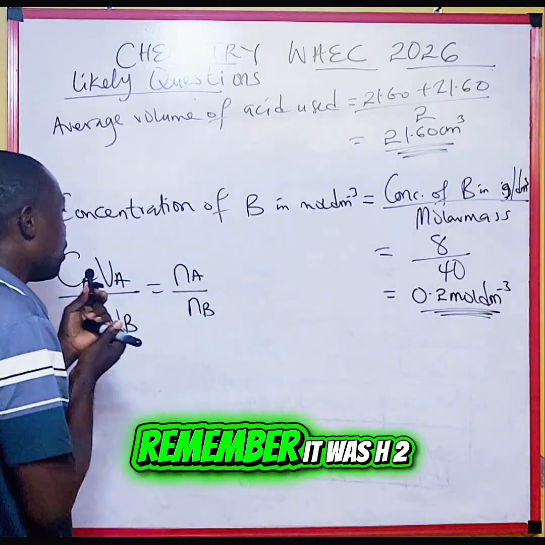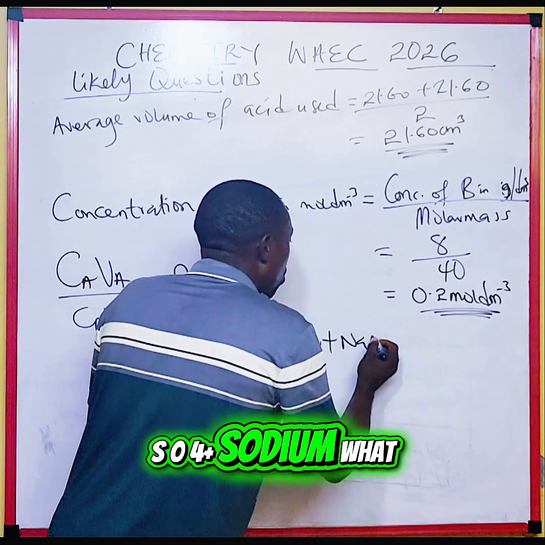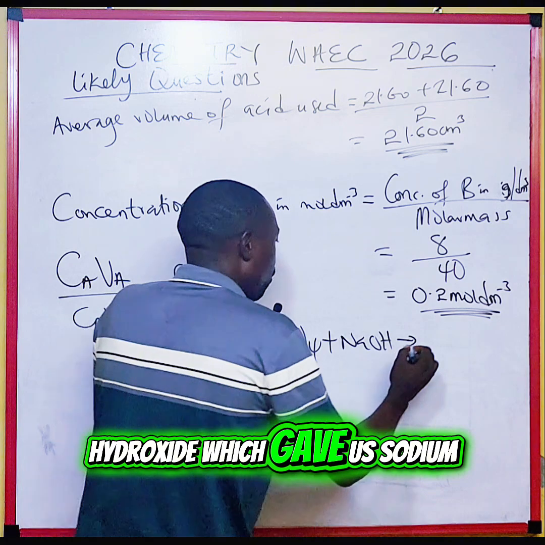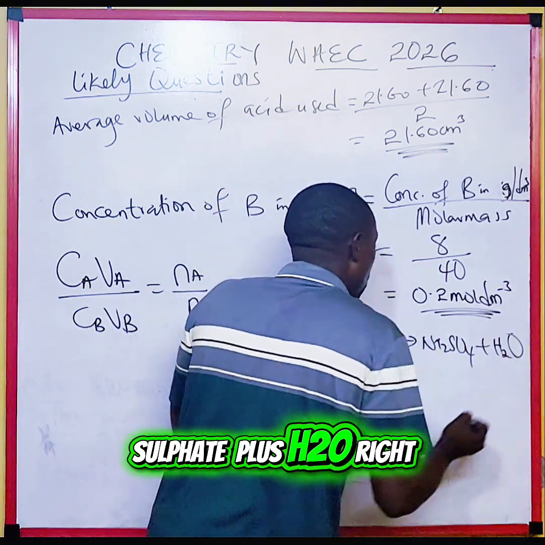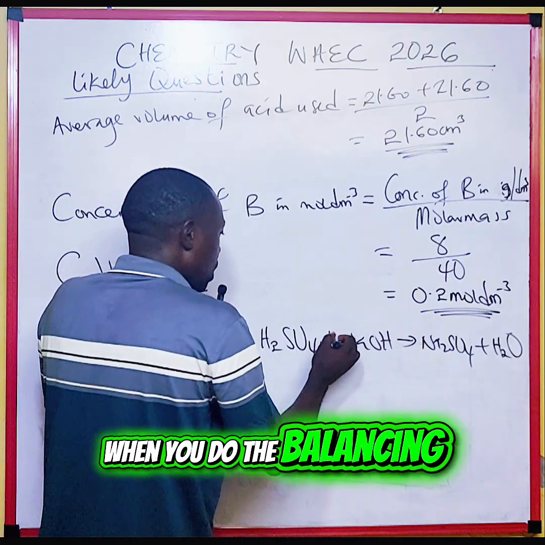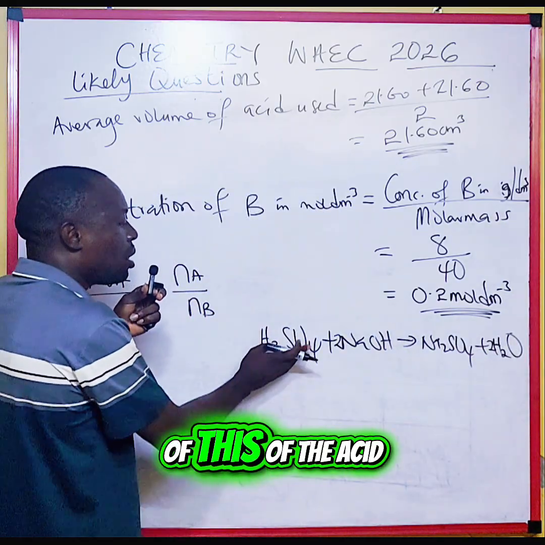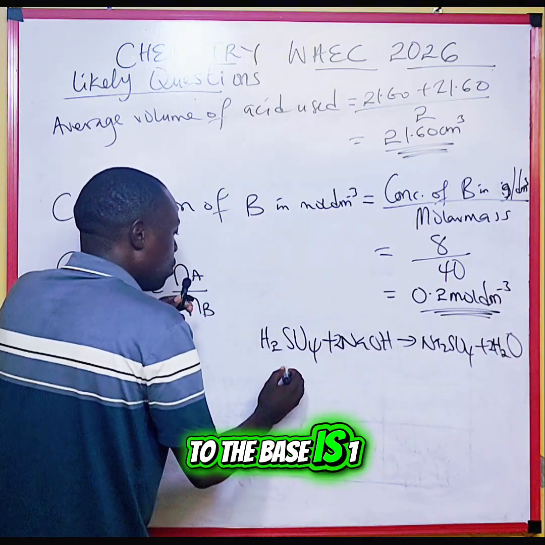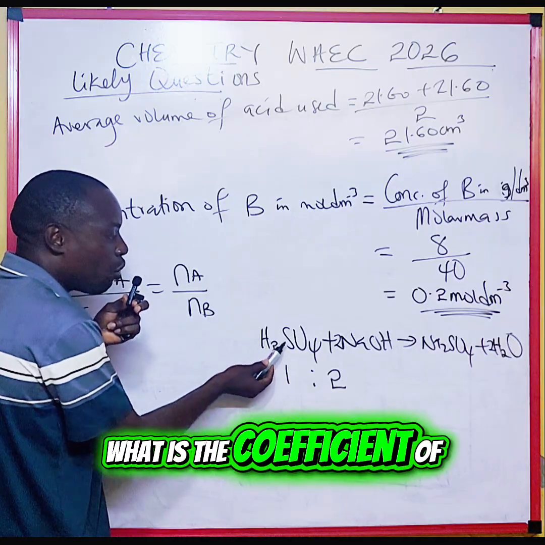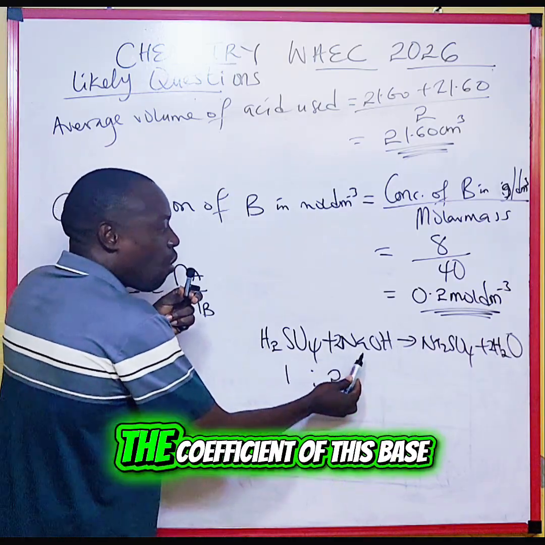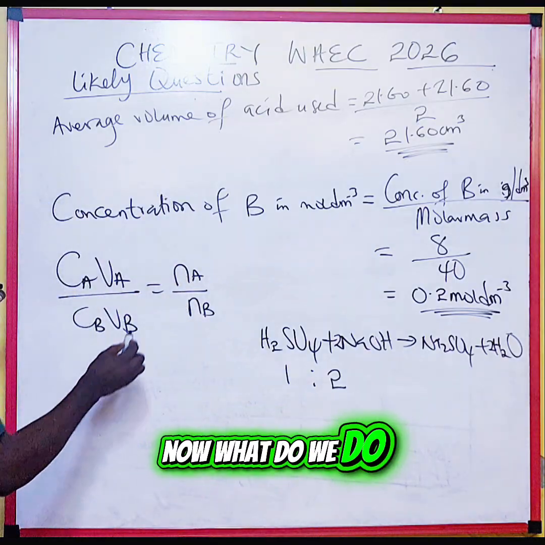Mole ratio. Remember, it was H₂SO₄ plus sodium hydroxide, which gave us sodium sulfate plus H₂O. Right? When you do the balancing, here will be 2, here will be 2. So the mole ratio of the acid to the base is 1:2. What is the coefficient of this acid here? Is 1. What is the coefficient of this base here? Is 2. So 1:2.